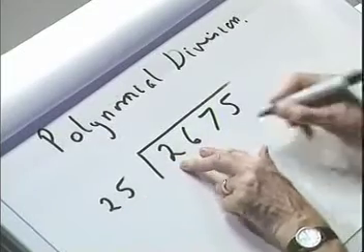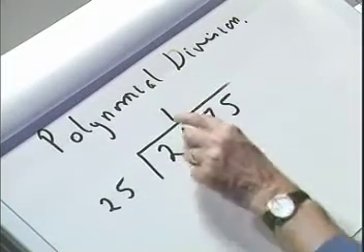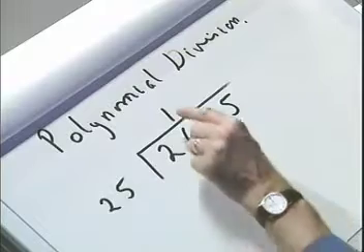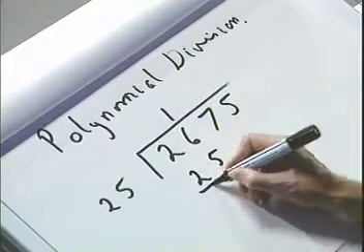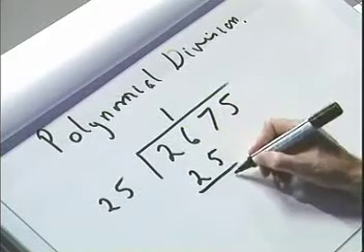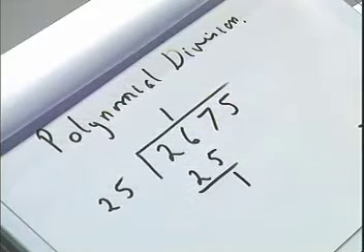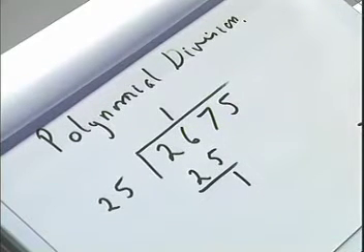25 into 26, it goes once. And I'd write the 1 there. I'd multiply the 1 by the 25 and subtract and have 1 left. Hope you remember doing that. You were probably taught how to do that at primary school or the beginnings of secondary school.